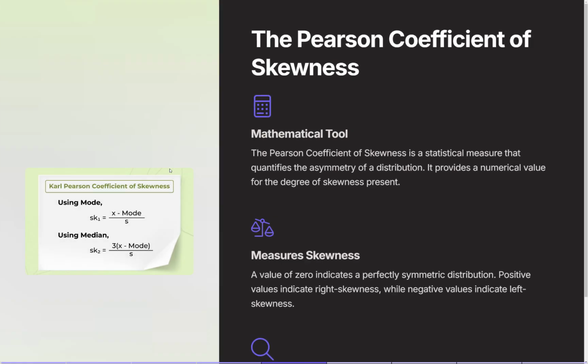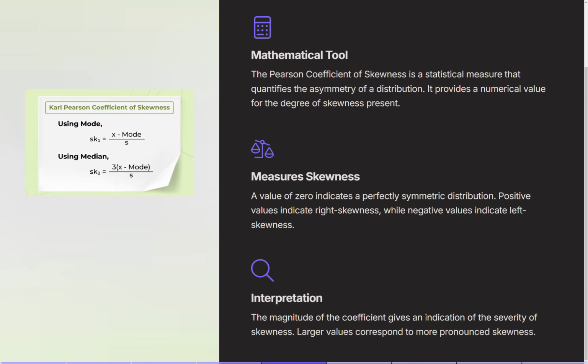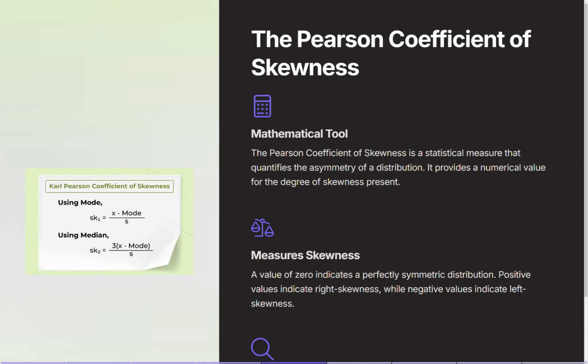So moving on. Here is the formula that we will be using later on. You have to remember this formula, Karl Pearson's coefficient of skewness. So what is this formula all about and how do we use it? Pearson's coefficient of skewness is a statistical measure that quantifies the asymmetry of a distribution. It provides a numerical value for the degree of skewness present. A value of 0 indicates a perfectly symmetric distribution. Positive values indicate right skewness, while negative values indicate left skewness. The magnitude of the coefficient gives an indication of the severity of the skewness. Larger values correspond to more pronounced skewness. That's basically the summary of Pearson's coefficient of skewness, and we're going to be using this later to answer a problem.